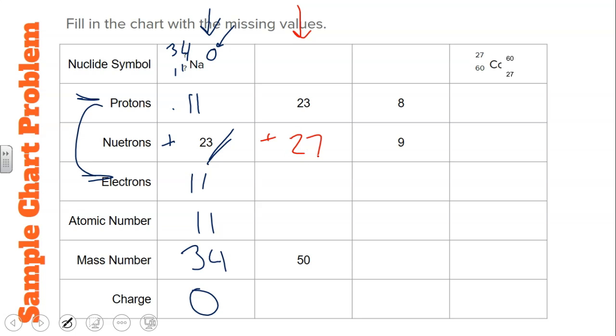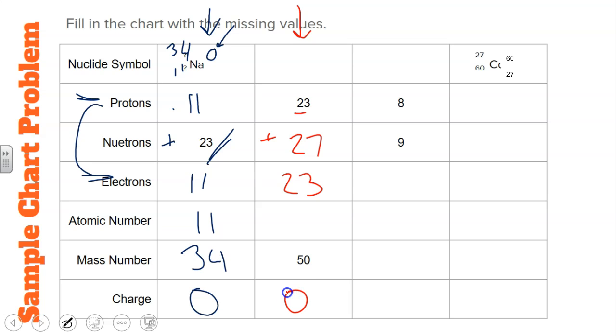Okay, the number of electrons. Notice here that there is nothing given in terms of the number of electrons. So anytime nothing is given, we assume that the charge is neutral. Because the charge is neutral, the number of protons and the number of electrons is going to be equal. So that's 23. They cancel each other out, giving us a charge of 0.